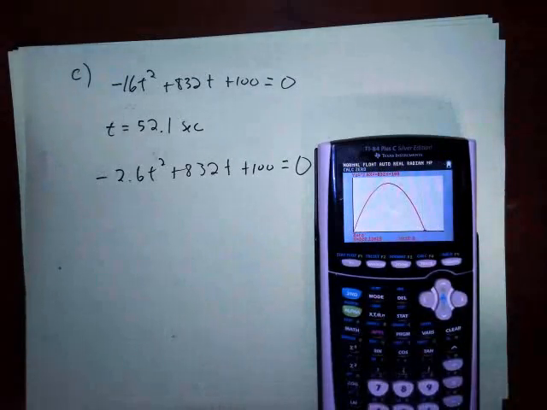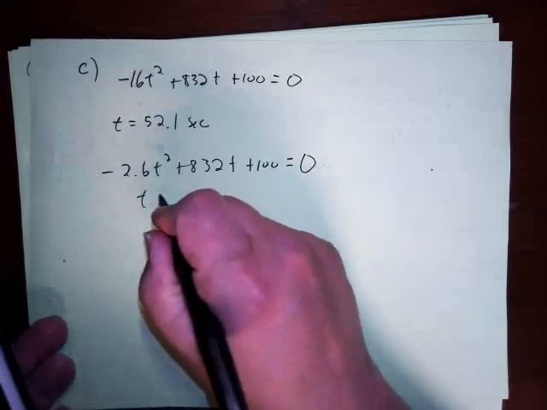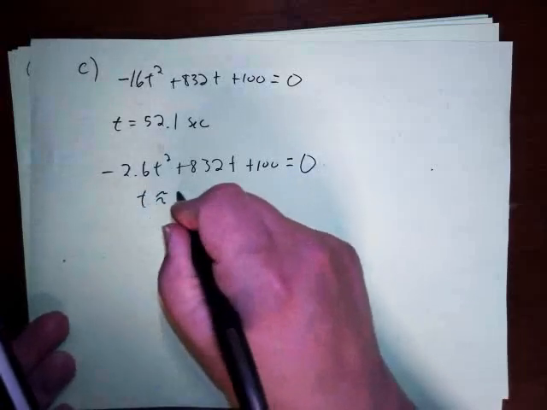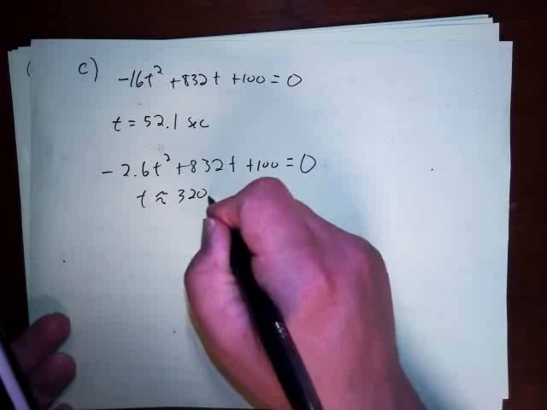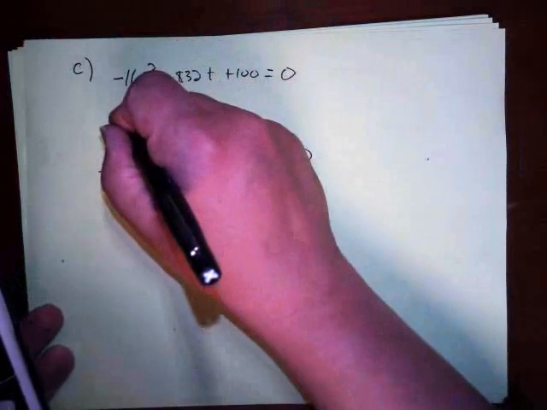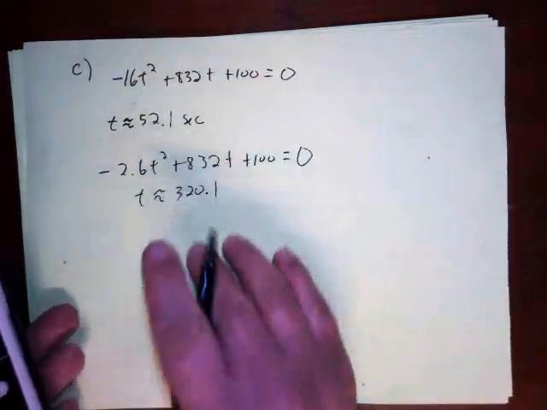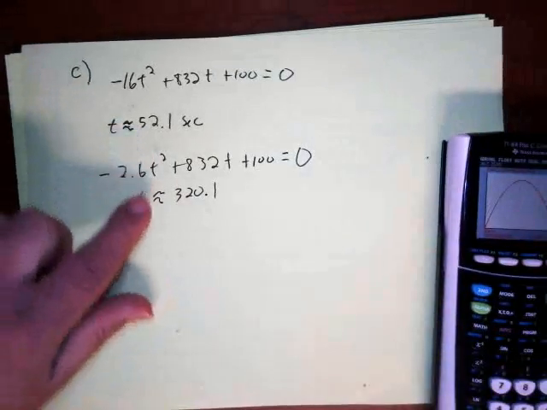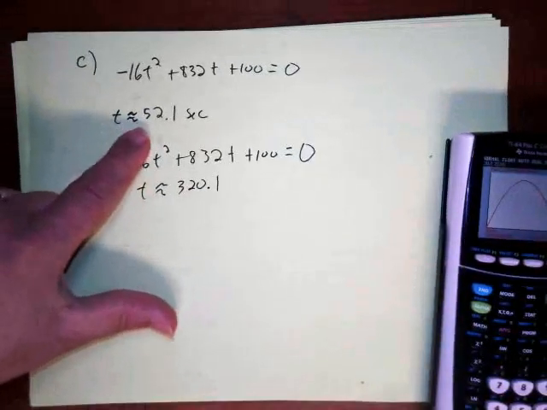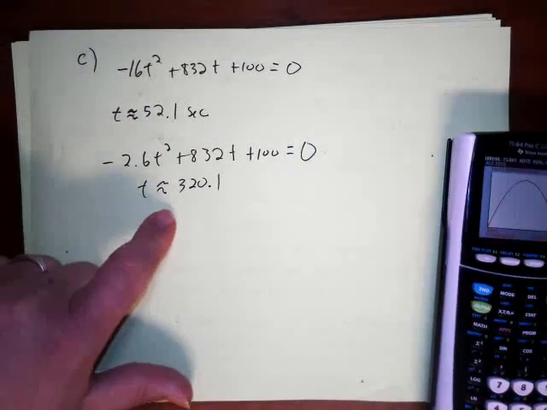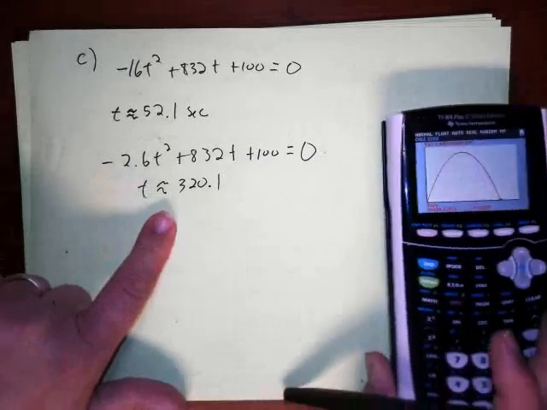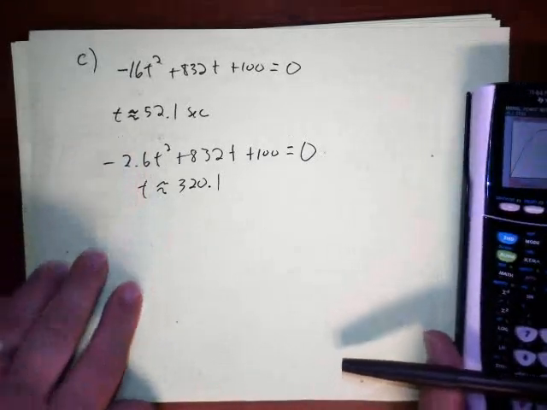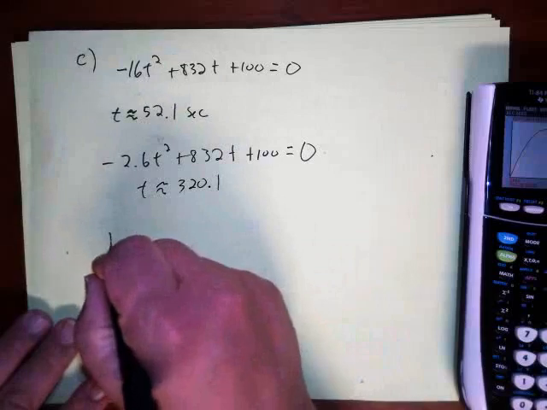And then it says here that the root is approximately 320.1. So these are when it hits the ground: this is for the Earth, this is at the bottom of the cliff, and this is for the moon. Okay, so now what we want to know is how fast it is going.